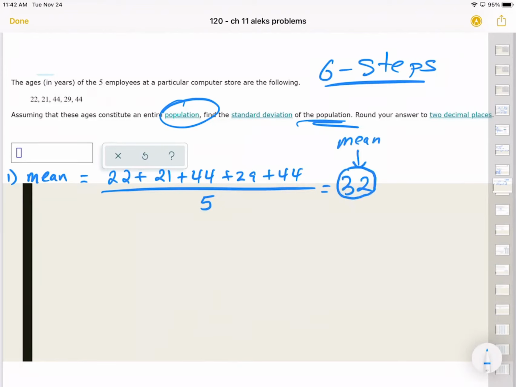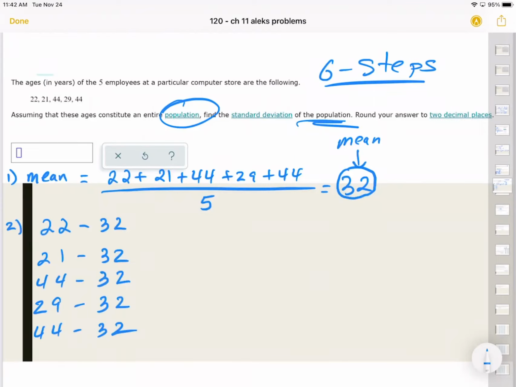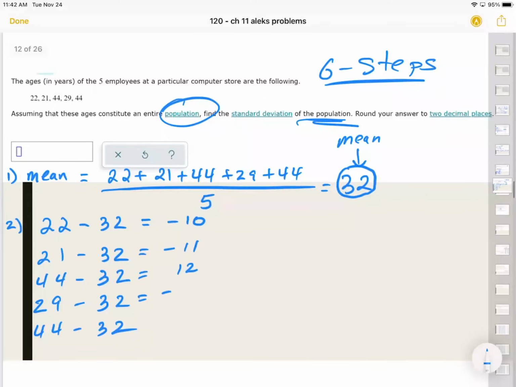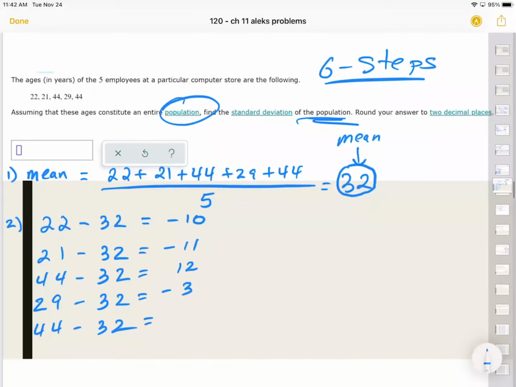And once you find the mean, the next thing you need to do is take each of your data minus the mean. This is what you need to do, you need to find the deviation. The deviation is basically you take each of your data, and in my item, my data is 22, 21, 44, 29, 44. I take the data minus the mean, and this is what I should have, which is -10, -11. This will give me +12. This will give me -3. And this will give me +12.